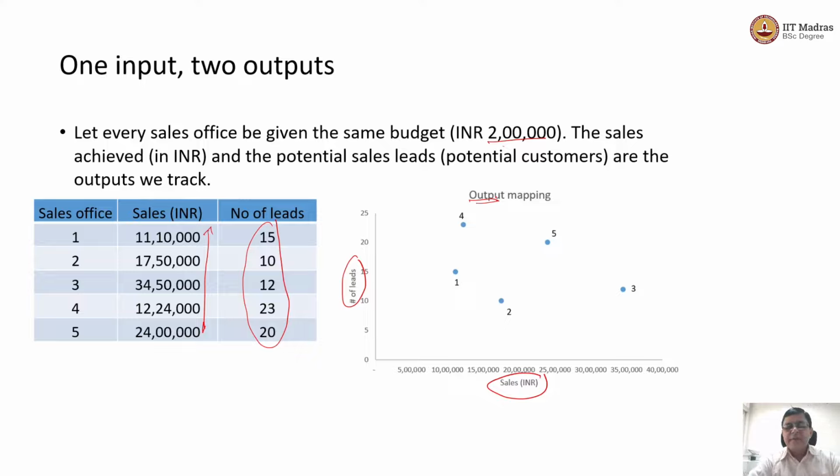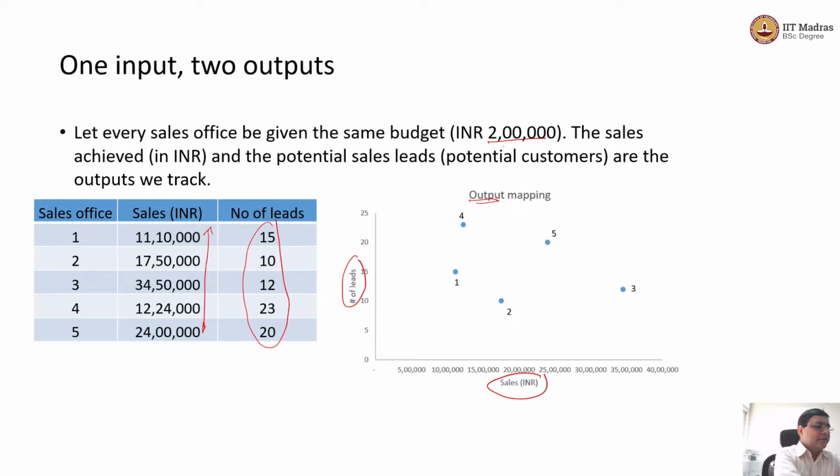Now how would the efficiency frontier look like? Now it is output mapping. Output mapping means the more the better. More sales, yes. More leads, yes. With the same budget, are you able to reach higher sales values? With the same budget, are you able to convert any customer into a potential lead? Right? That's the question we are asking.